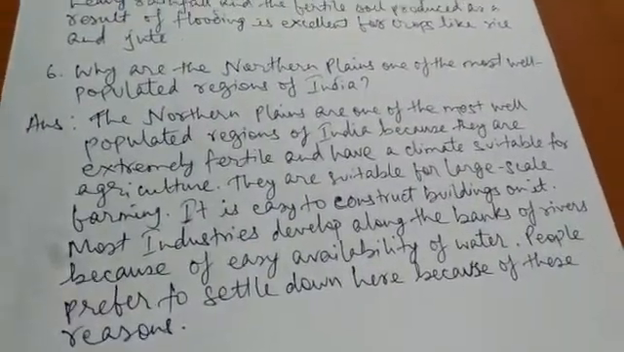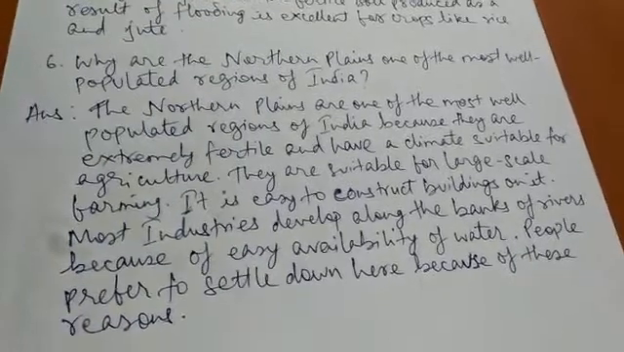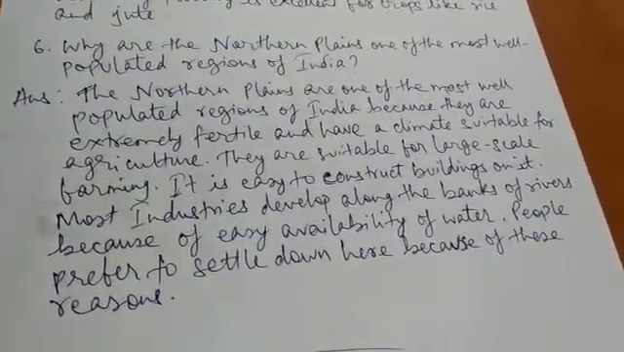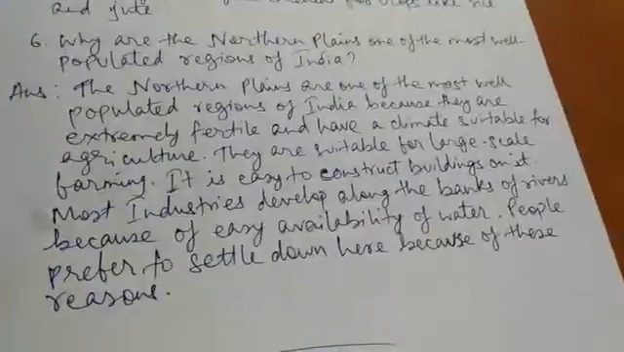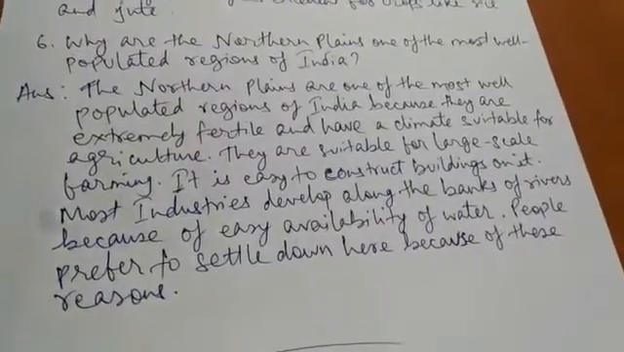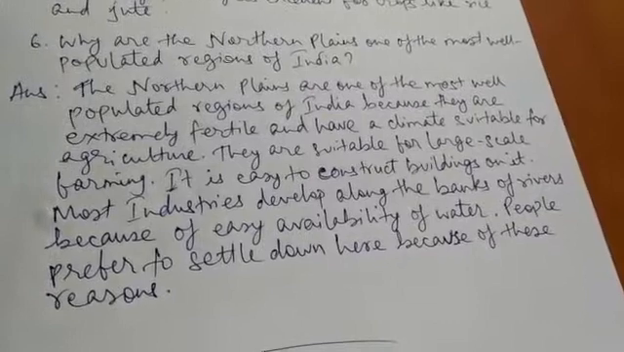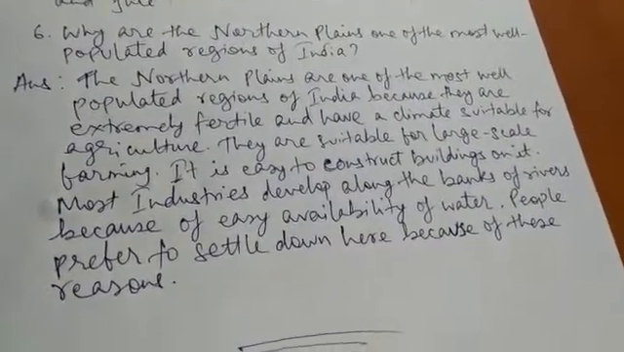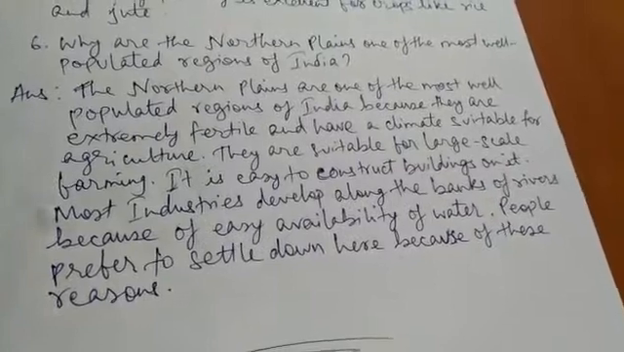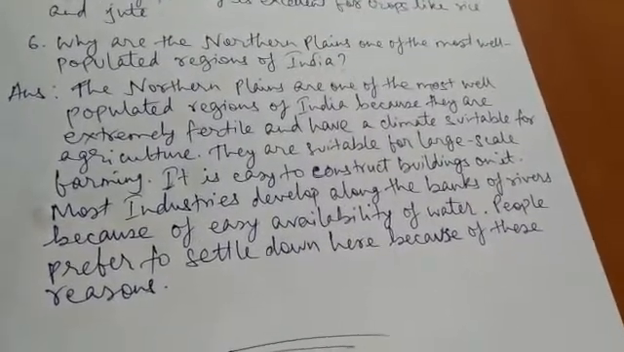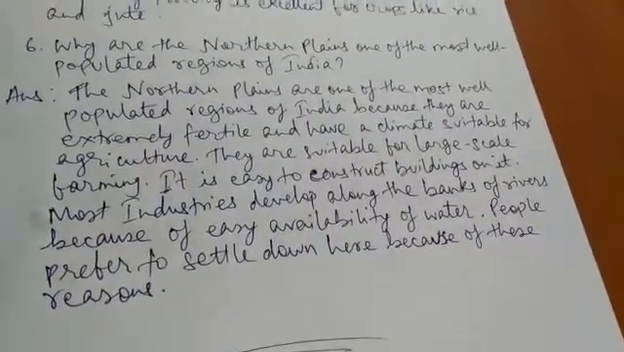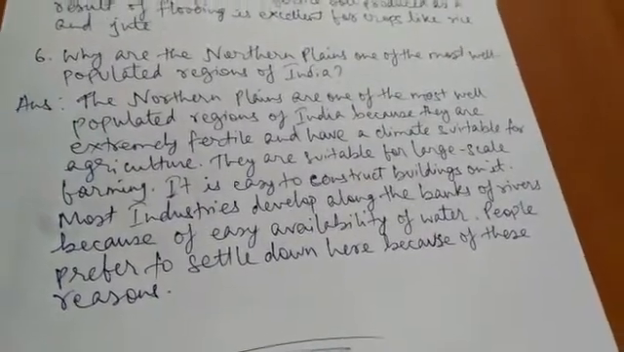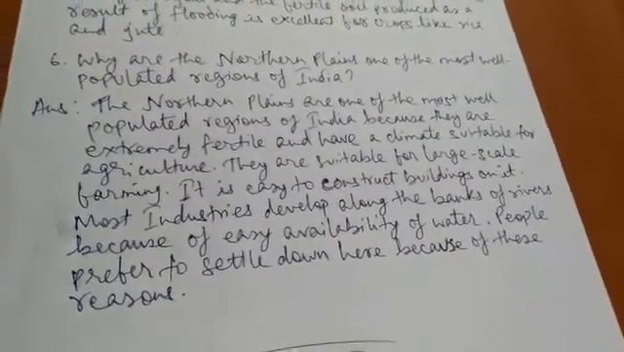Let's see question number 6. Why are the northern plains one of the most well populated regions of India? So the answer is the northern plains are one of the most well populated regions of India because they are extremely fertile and have a climate suitable for agriculture. They are suitable for large scale farming. It is easy to construct buildings on it. Most industries develop along the banks of rivers because of easy availability of water. People prefer to settle down here because of these reasons.